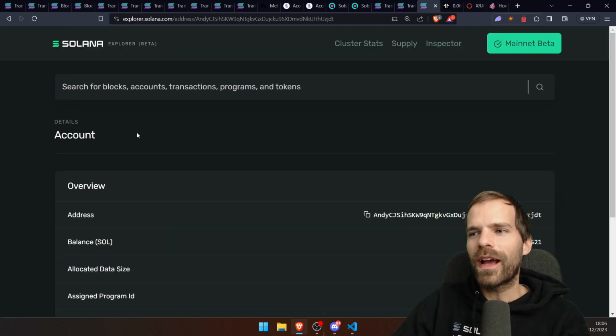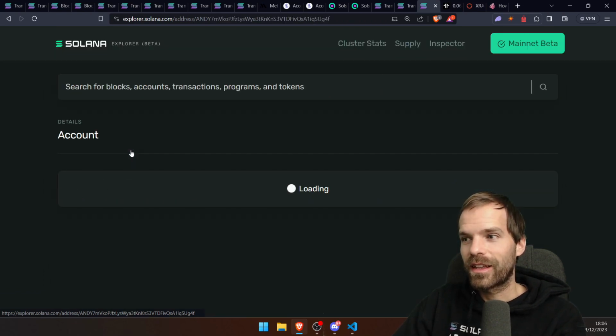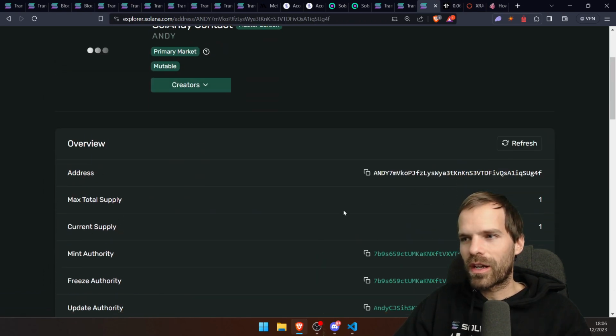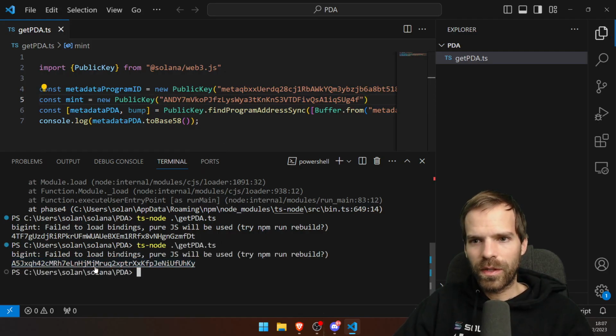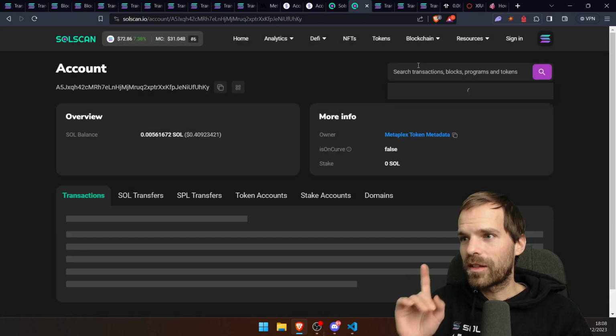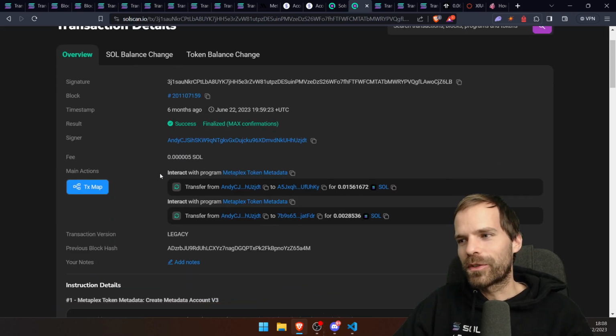Do you hold any other collection tokens? Solandy contact. That's another. Let's check that. For that collection, this is the metadata PDA. We search for the metadata PDA here. Then we go Sol transfers. Okay, yeah. But here it was also done like that.